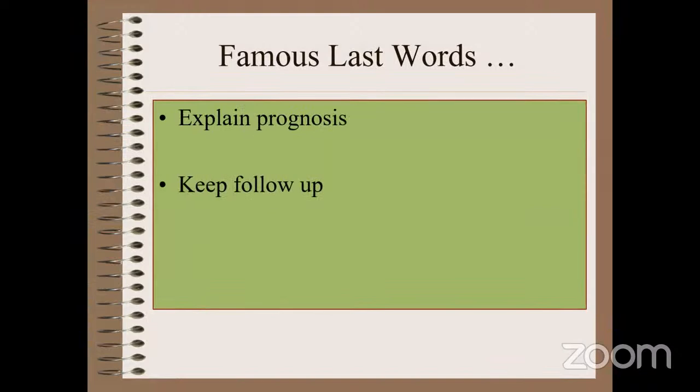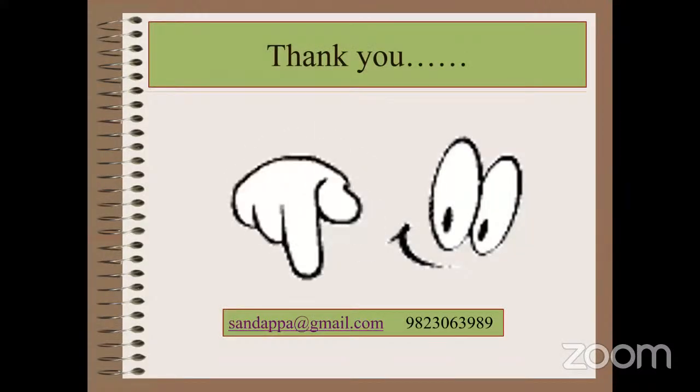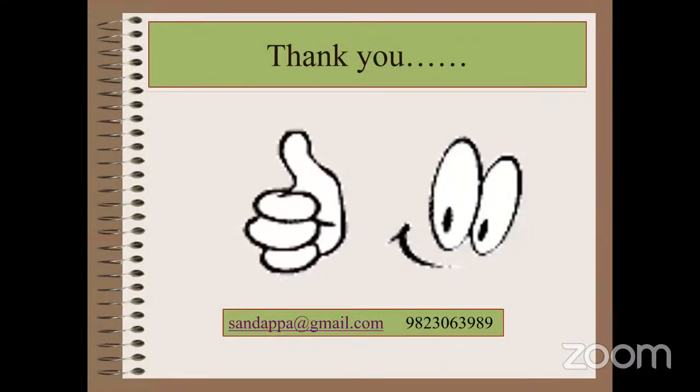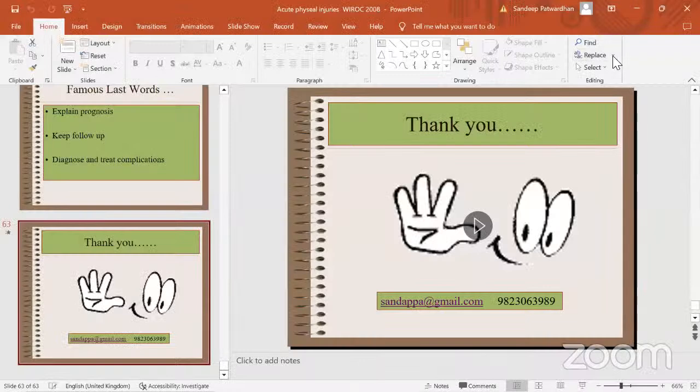Always explain prognosis in a child who has a fascial injury. Regarding growth arrest, keep a close follow-up at least for a year. Diagnose a growth arrest early and treat the complications so that you don't end up with bad problems. Right? So that is the talk on acute fascial injuries. So I'll take a short breather here, and if you want to ask any questions regarding acute fascial injuries, we'll answer them now.